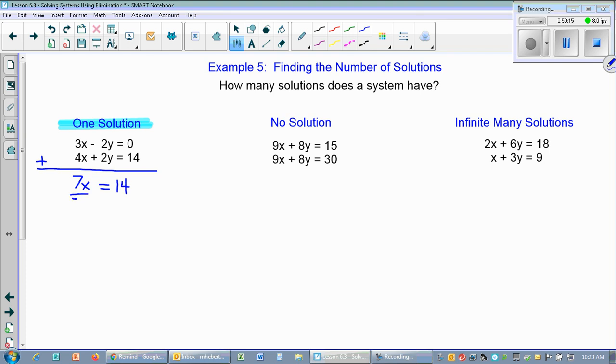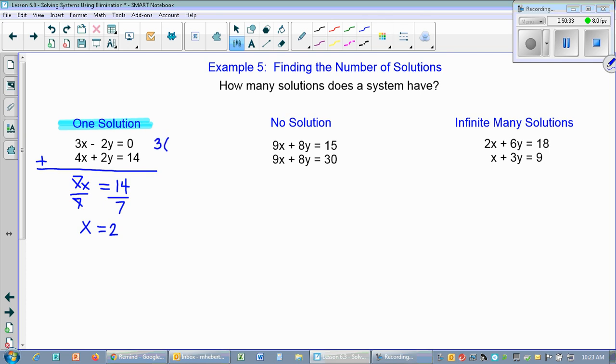We'll divide each side by 7. So we can cross these out and have a positive 1x. And 14 divided by 7 is 2. So now I have a solution for x. I will substitute it into the first equation to find the solution for y.